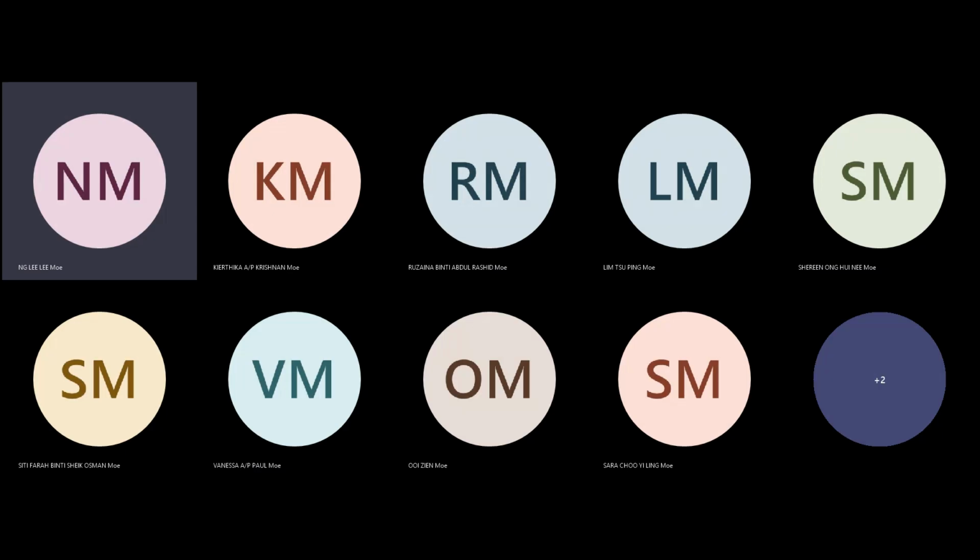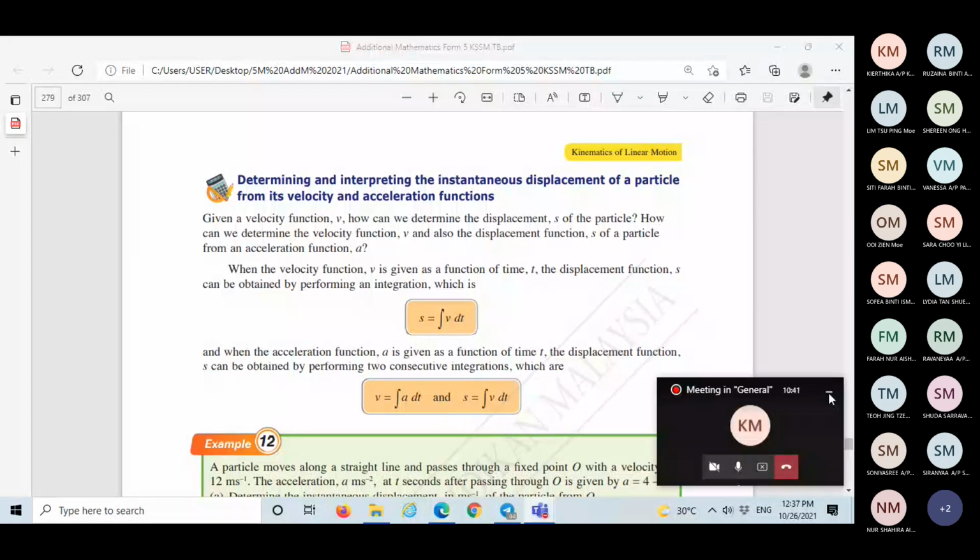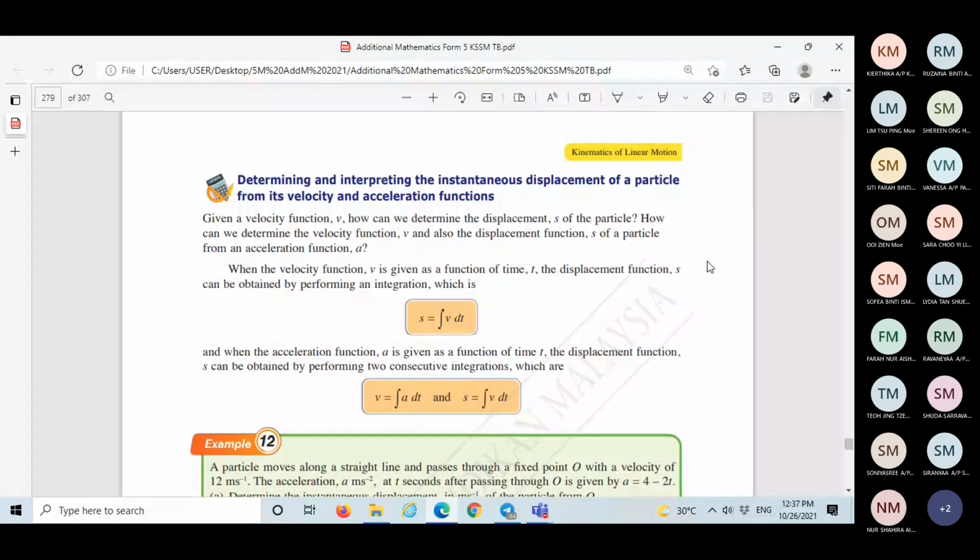I hope you have done it. Okay, turn to your textbook, page 269. So this one you can write for today: index, instantaneous displacement. Okay, that's all. Today is the 26th.